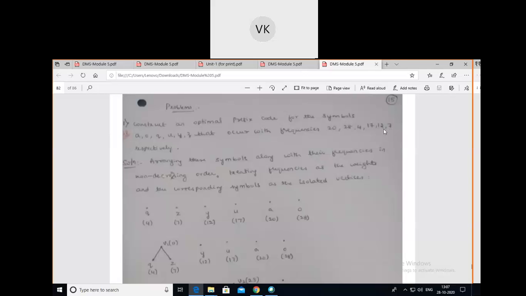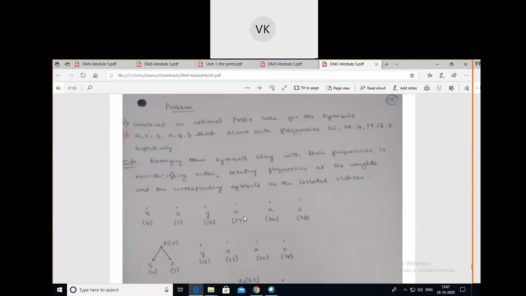12 is held by the symbol Y. So I have put a dot here, labeled as Y, and I have written the respective weight of that Y here. Next, what will be the next symbol? 4, 7, 12. Which will be the next? 17. The 17 will be held by the U here. So that U with respect to that 17 will be the weight here. I have written 17 here.